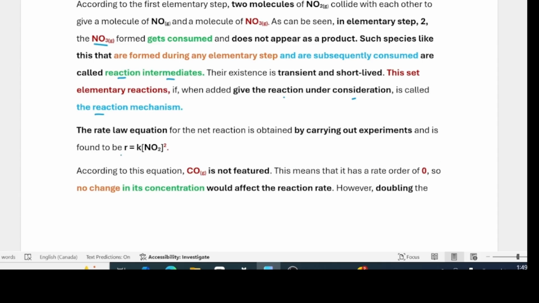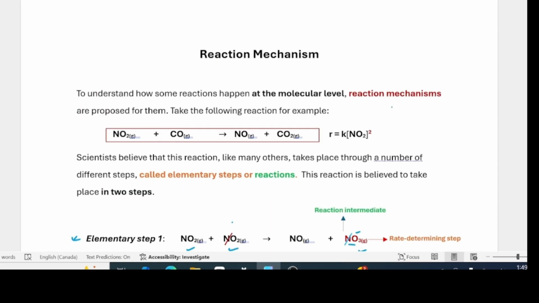The rate law equation for the net reaction is obtained by carrying out experiments, and it is found to be this expression. So rate is equal to k times the concentration of nitrogen dioxide squared. So if you look at the net reaction or the net equation, we see that this is the rate law that is obtained for it.